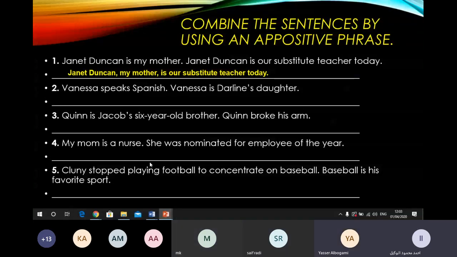Teacher, can I ask number 2? Okay, yes, sir. Vanessa speaks Spanish. Vanessa is Darlene's daughter. Vanessa, comma, Spanish, comma, Vanessa is Darlene's daughter. Again. Vanessa, and then comma, speaks Spanish, comma, then Vanessa is Darlene's daughter, then done. Full stop.